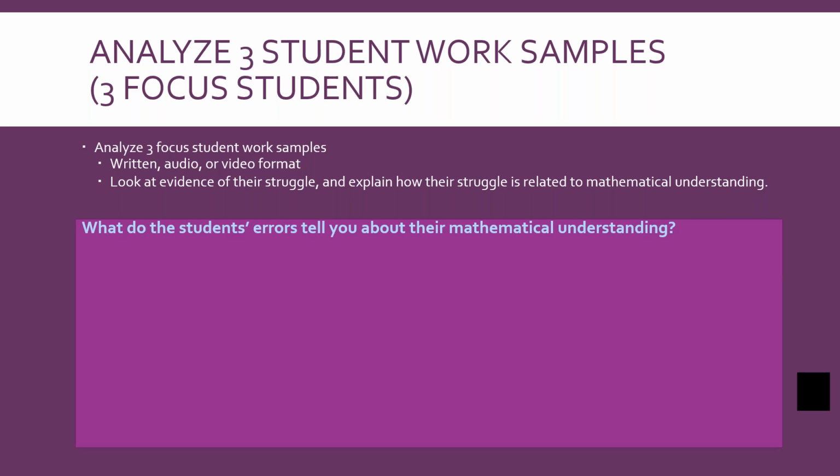Now this is important. What do the students' errors tell you about their mathematical understanding? It's no longer sufficient for teachers just to say, Johnny got 15 right and 5 wrong. We have to really be able to look at the errors and determine, how does this reflect student learning? Is this student understanding the lesson or not? And the way we measure understanding is through the assessment. So we're going to look at, what do the students' errors tell you about their mathematical understanding?